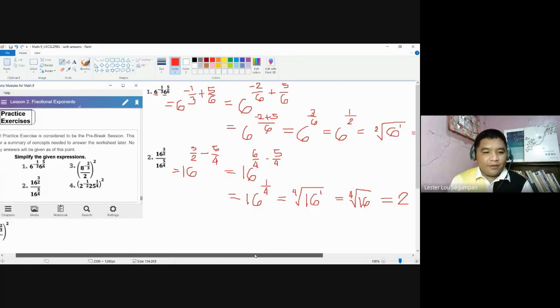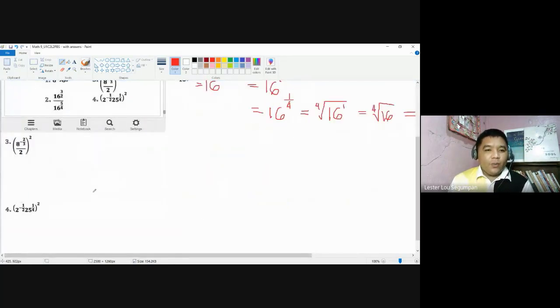Let's proceed to number 3. Here, we will be using the power law. The power law allows us to distribute this to the expression here and there. But it will become like this. You have 8 to the power of negative 2 over 3, raised to 2. I mean, times 2 rather. All over 2 squared.